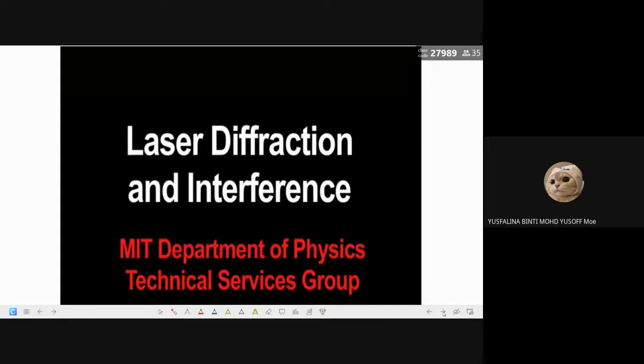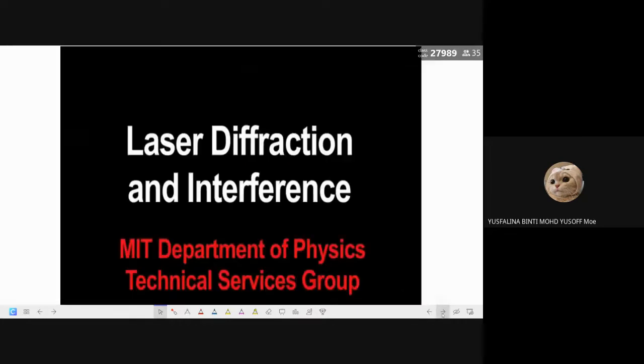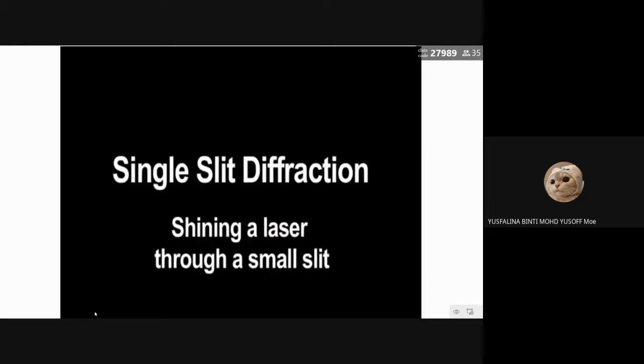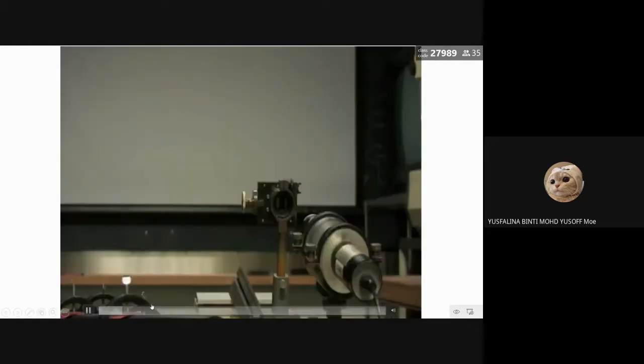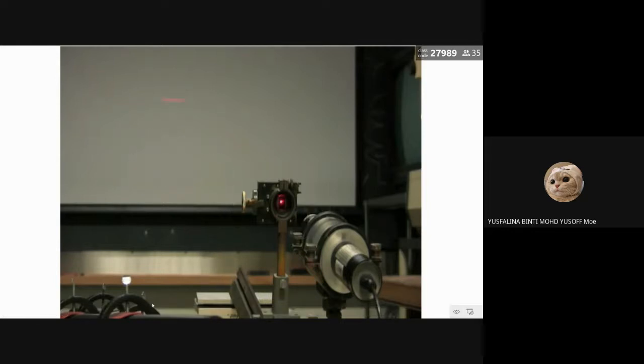Okay, now you see the next video. Okay, shining a laser through a small slit. So they use a red laser. Just now we used the green one. Okay, now they use a red one. Okay, so you can see the center here. At the center here, the size of the fringe, right? It's very big.